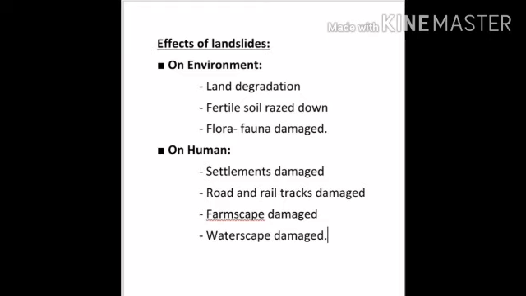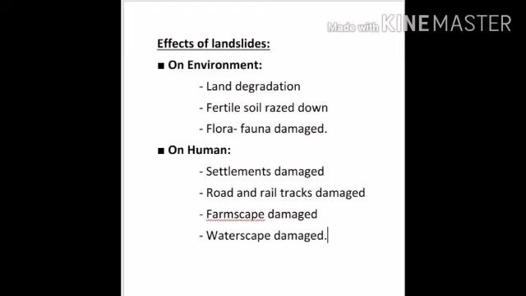Second is fertile soil being removed. When a landslide slips along the slopes, the fertile soil developed over years is degraded or removed away. So to develop new fertile soil, it takes thousands of years again. Then the last point is flora and fauna damaged. Flora and fauna on the track of the landslide are also damaged. Thus there is a great loss in biodiversity, which takes much time to develop again.